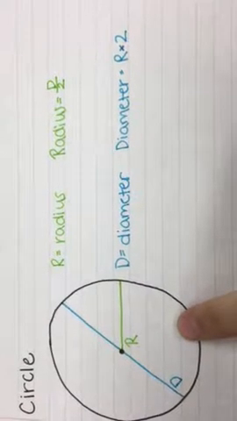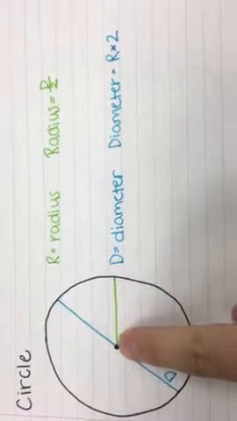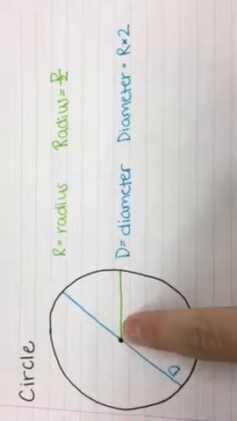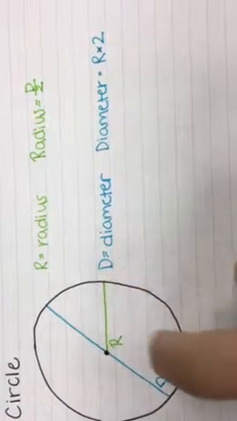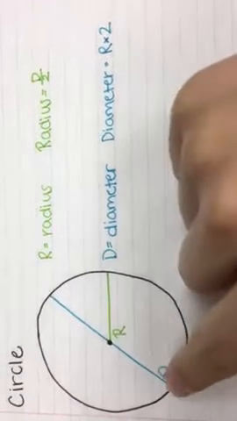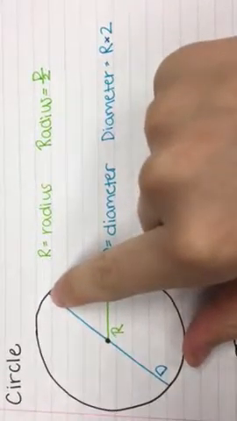This is a circle. A circle has a radius, which is from the center point of the circle to the outside edge of a circle. It also has diameter. A diameter is from one side of the circle all the way to the other side of the circle.